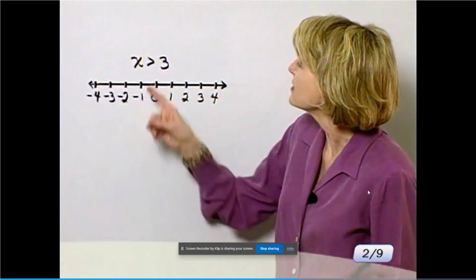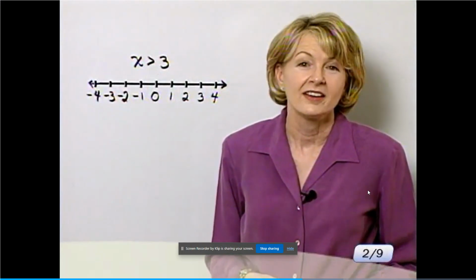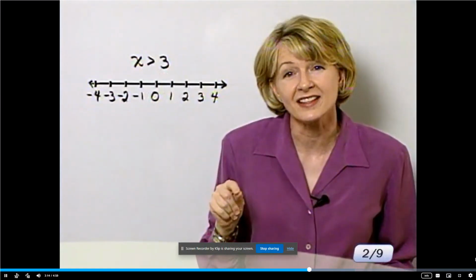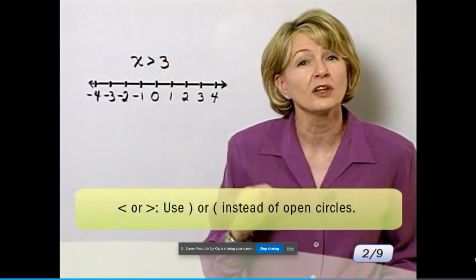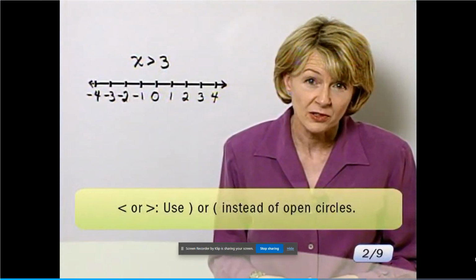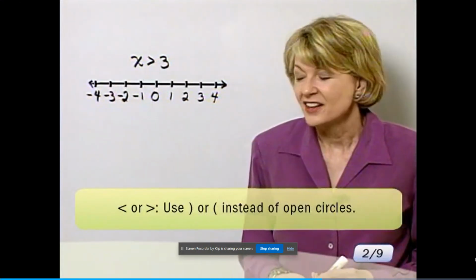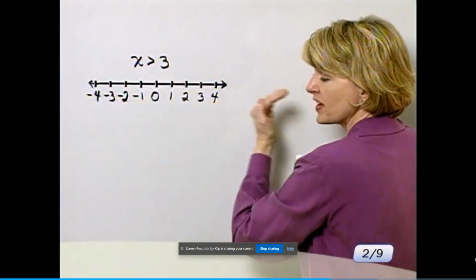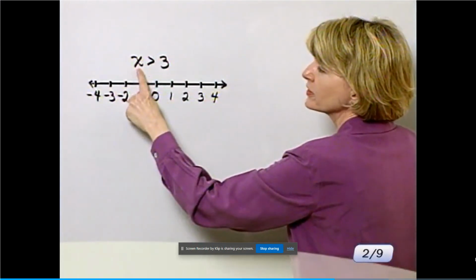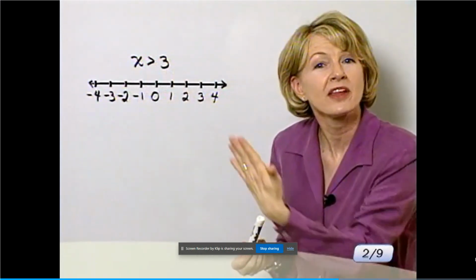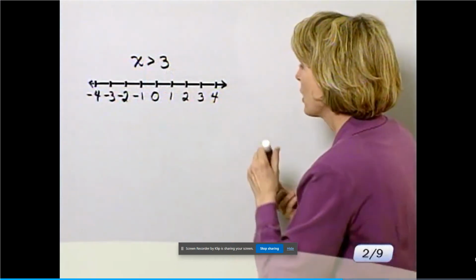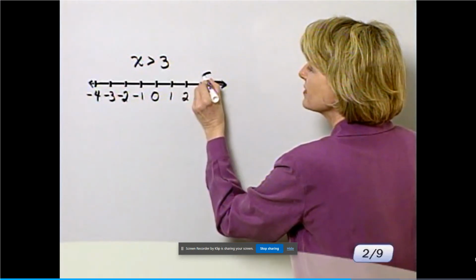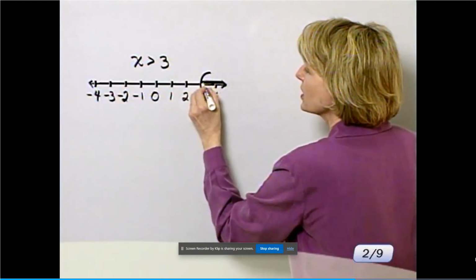Let's graph x is greater than 3. Now you may be used to, for this symbol or the is less than symbol, placing an open circle at 3. Instead of an open circle, we'll use a parenthesis. So we'll write a parenthesis at 3, and we'll write the parenthesis so that it faces the shading. We're interested in all numbers greater than 3. Those numbers lie to the right of 3. So I am shading to the right of 3. So I'll face the parenthesis toward the shading.